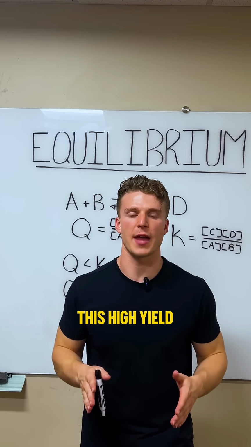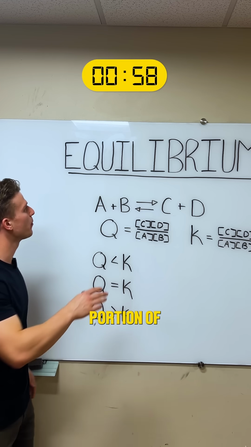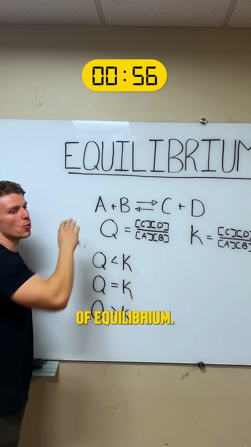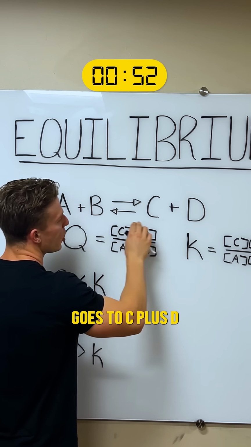Let's break down this high yield MCAT concept in 60 seconds. One of the most highly tested concepts on the Gen Chem portion of the MCAT is the concept of equilibrium. So to break this down, let's look at this equilibrium reaction where A plus B goes to C plus D.